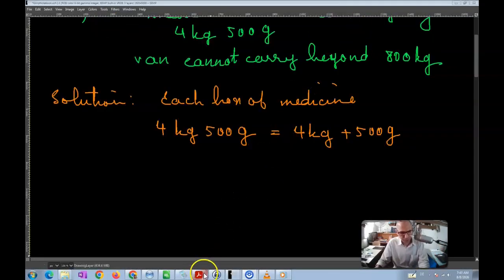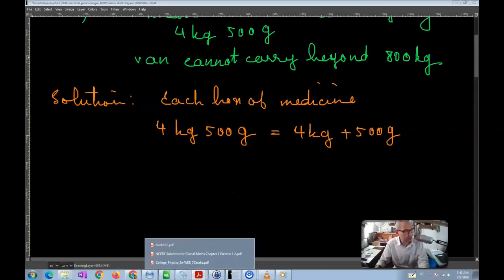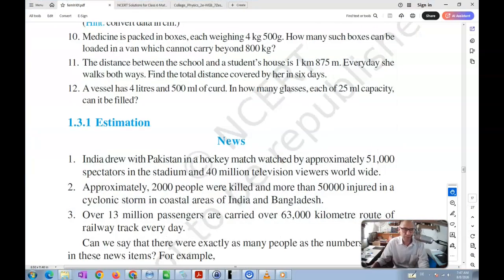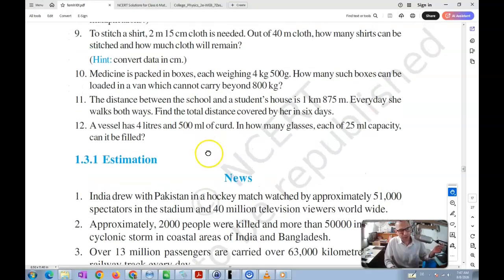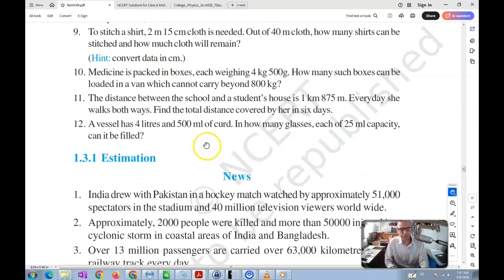Okay, so now the next question that we have is medicine, question number 10, which is: medicine is packed in boxes, each weighing 4 kilograms, 500 grams. How many such boxes can be loaded in a van which cannot carry beyond 800 kilograms?